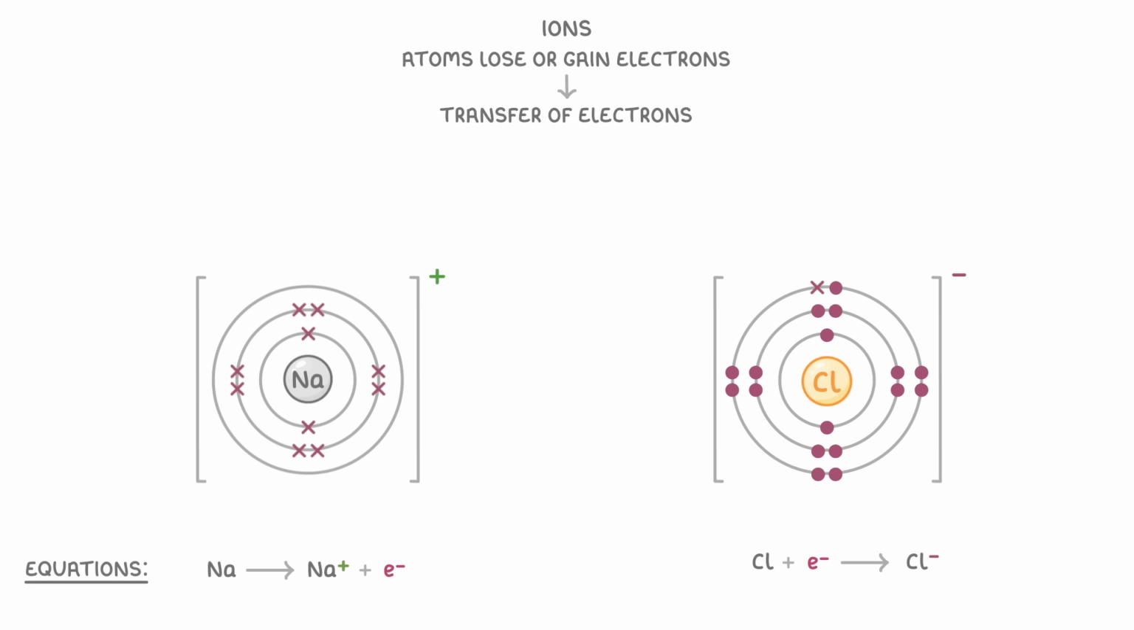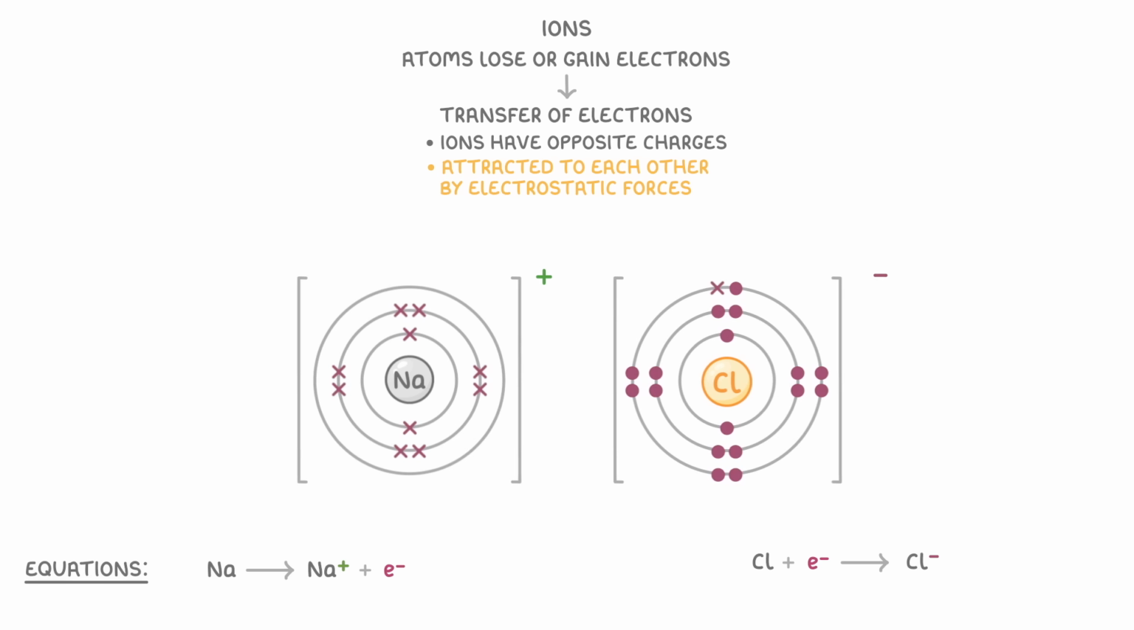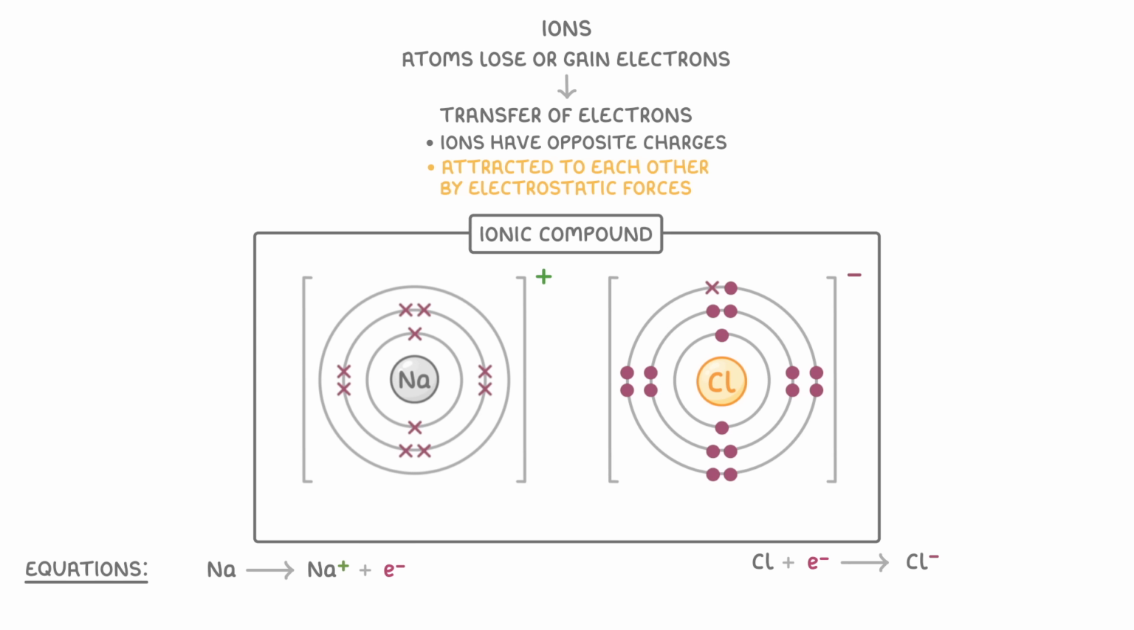The important bit here is that the two ions have opposite charges, so they'll be attracted to each other by electrostatic forces to form an ionic compound. We call this force an ionic bond, and it's really strong, similar in strength to covalent bonds, which we cover in another video.